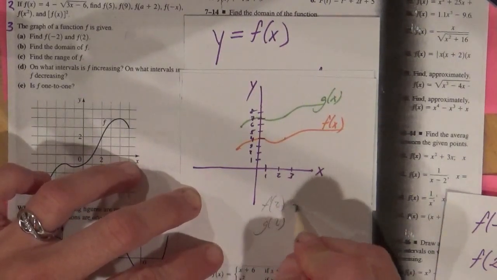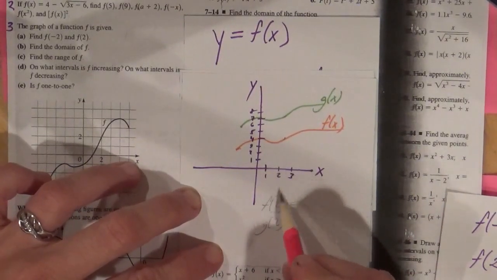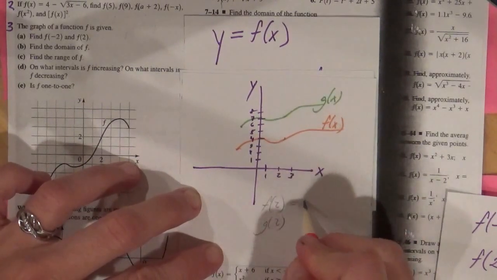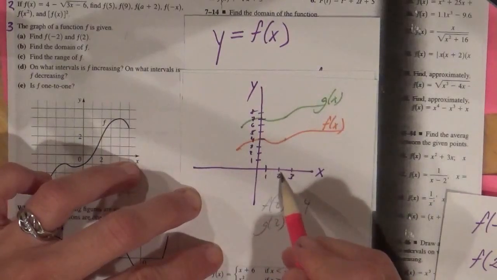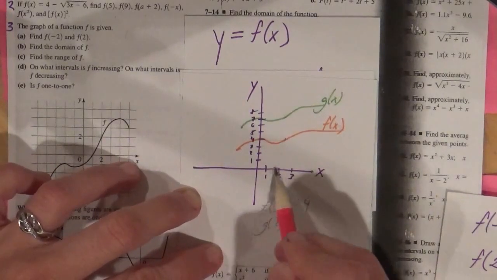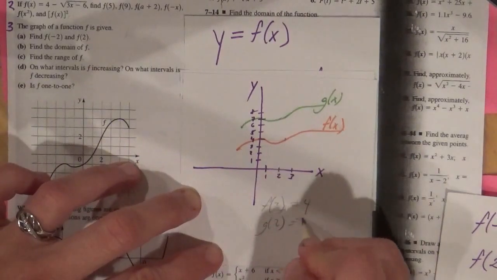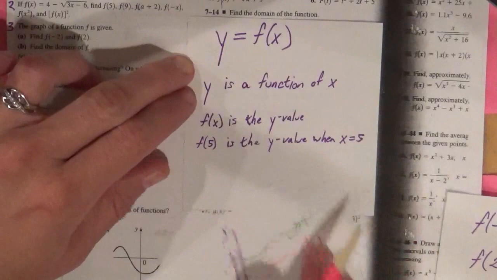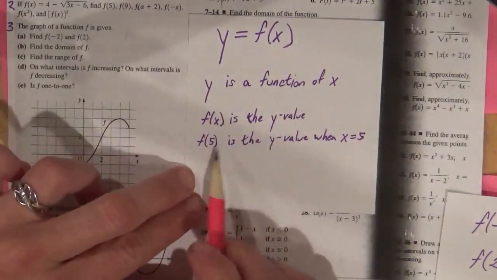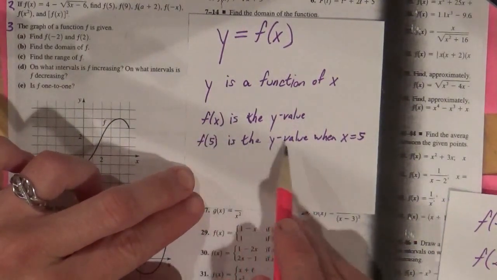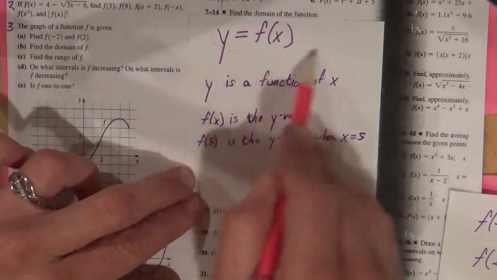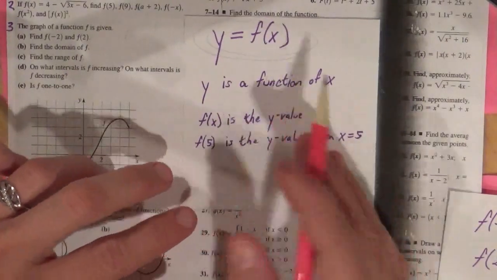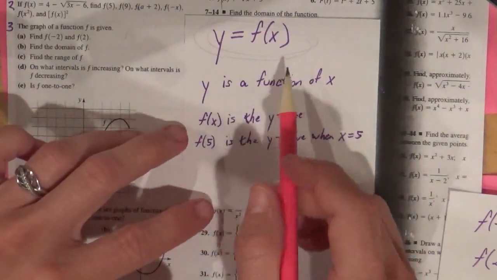x is 2. So here, f of 2 would be when x is 2, the y value on the f graph, oh, that looks like it's 4, roughly. And then when x is 2, g is 7. So we write it because y is a function of x, f of x is the y value. So f of 5, for example, would be the y value when x is 5. So just keeping that in mind is going to help make a lot of scary-looking problems not so scary.